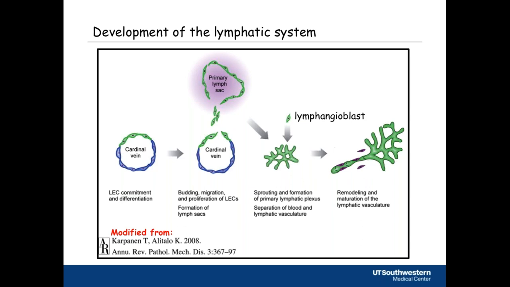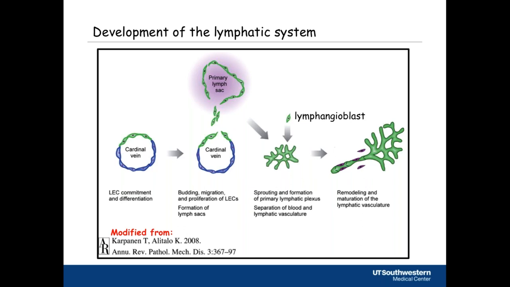This slide summarizes the current model for the development of the mammalian lymphatic system. During embryonic development, a subset of blood endothelial cells begin to express the transcription factor PROX1 that causes these endothelial cells to differentiate into lymphatic endothelial cells.